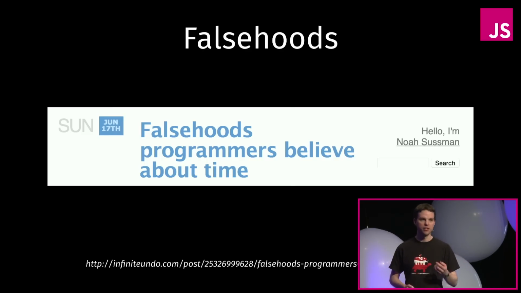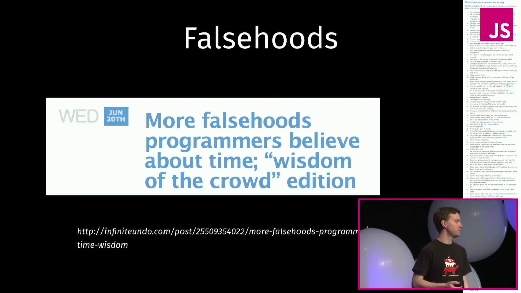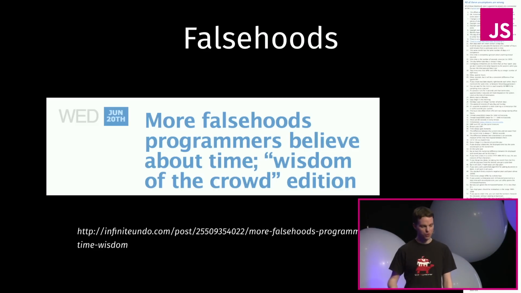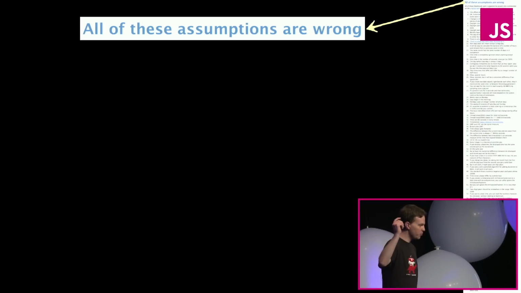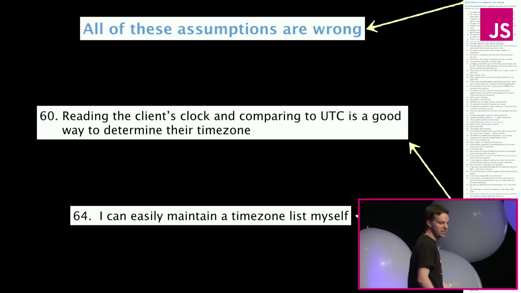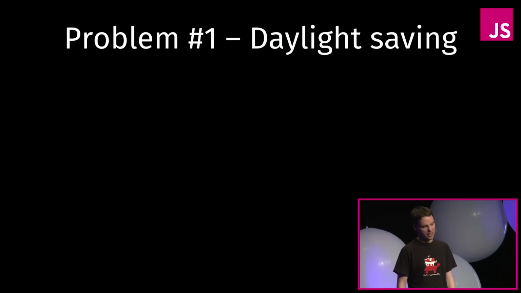This got spread around Reddit and Hacker News, and he was inundated with responses of things he'd missed. So a few days later, he had to post the follow-up containing now 79 new falsehoods, mostly to do with time zones. Now, the full list is actually on the right of the screen, but I'll pull out two of my favorites. Reading the client's clock and comparing to UTC is a good way to determine a time zone. False. And I can easily maintain a time zone list myself. Also false. So why are these false?